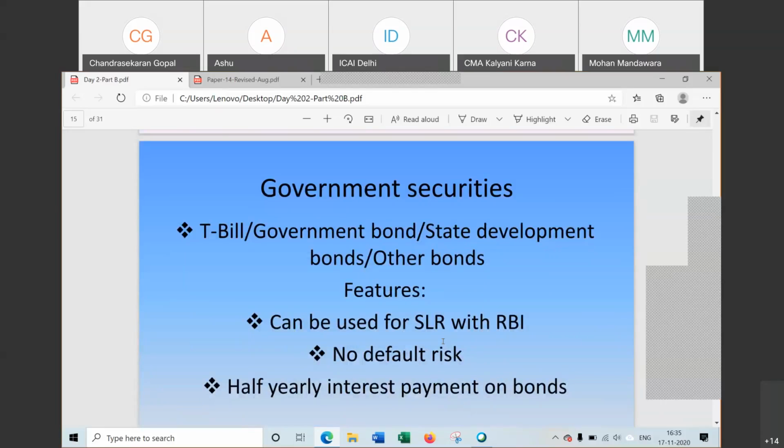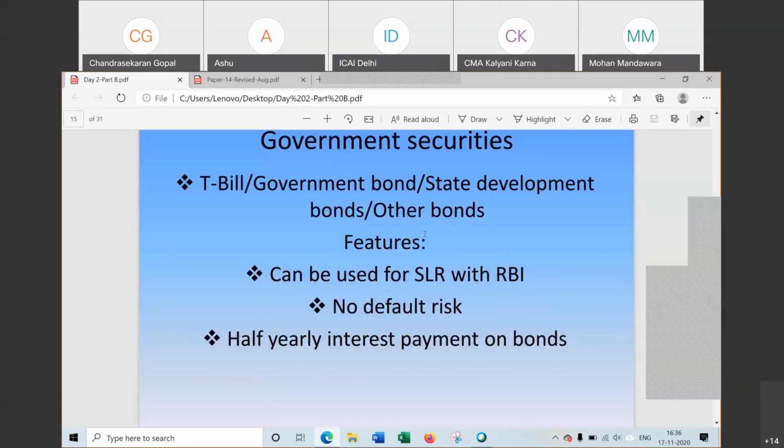Now, apart from these money market instruments, we have to study government securities. What are government securities? Treasury bill, which we have read, government bond, state development bond, and other bonds. These can be government securities. What are the features of government securities?